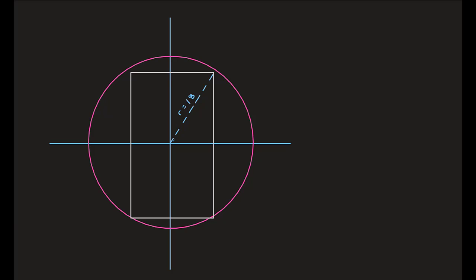So here's our rectangle inscribed within our circle, and we have a radius of 18 units. So if our radius is 18 units, that implies that we have a diameter of 36 units. And remember, our diameter would be from this upper right vertex to the lower left vertex of this particular rectangle. Now the width, we're just going to call it x, and the height of this rectangle we'll call y.